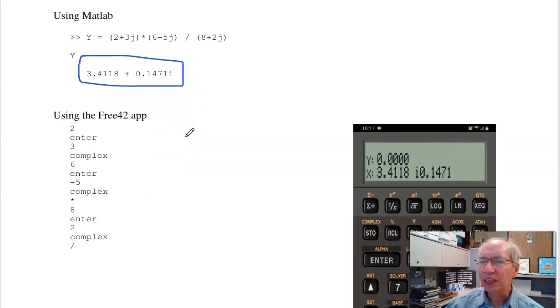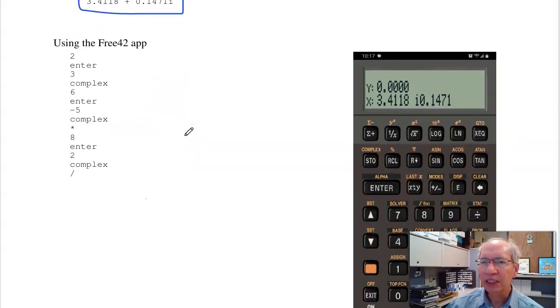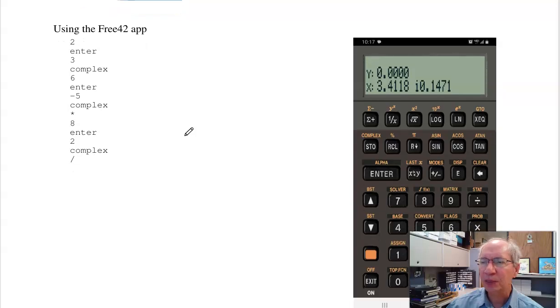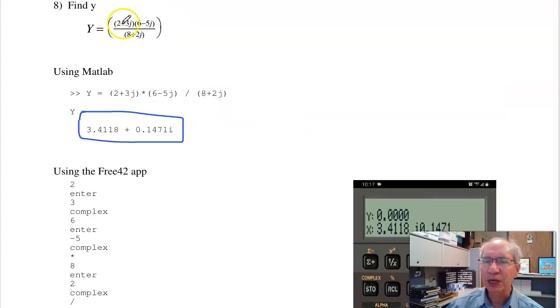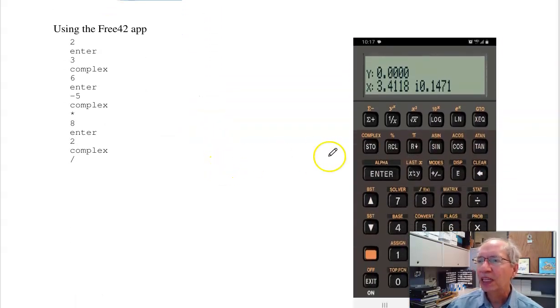If you want to do it on a calculator, when you get to tests, you need a calculator that can do complex numbers. If your calculator can't do this problem, you need a new calculator. For 211 online, you can use MATLAB. For in-person classes, there currently is not an in-person version of MATLAB available, or a calculator that does MATLAB. You need another calculator. One that I highly recommend is the HP42. It does complex numbers really, really well.